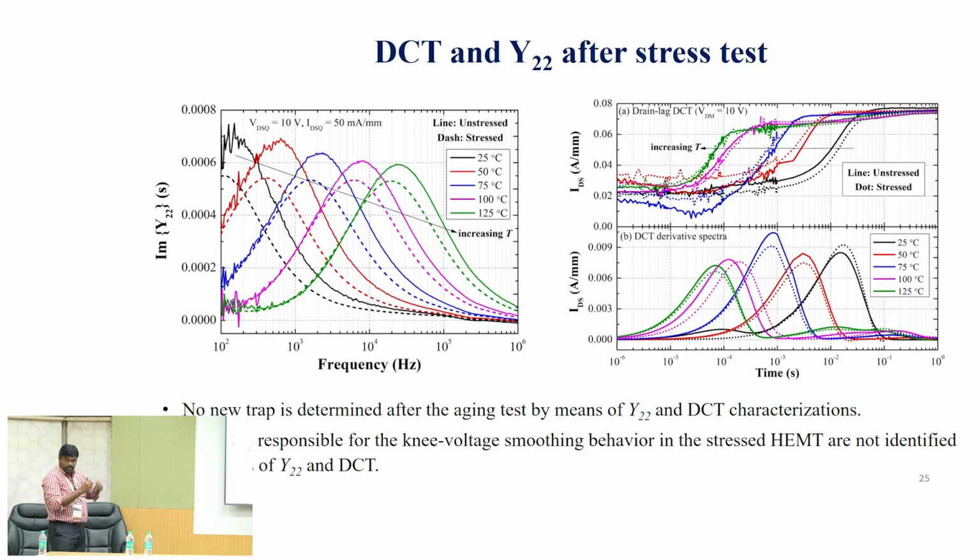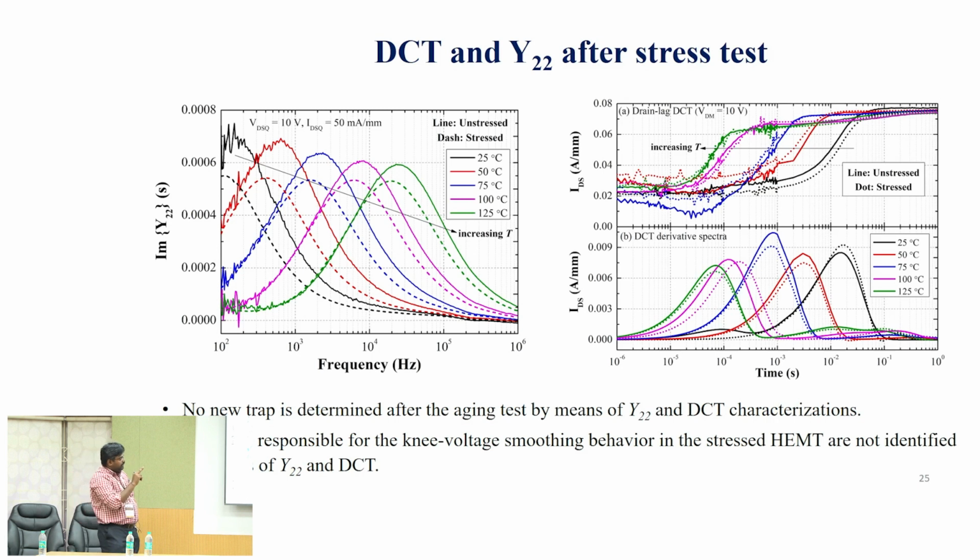Y22 is related to output conductance, that is, delta ID divided by delta VD. In the earlier slide, we have seen that our drain current is reducing. That's why your Y22 peak is also reducing after the stress. And there is a small reduction in the frequency also.